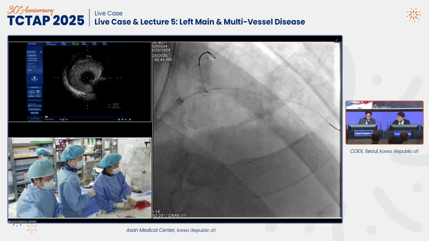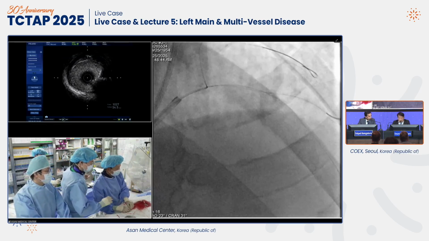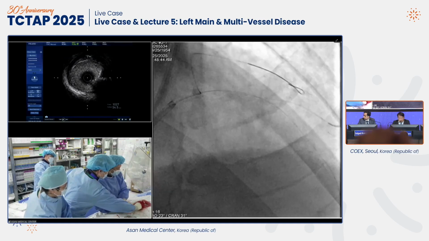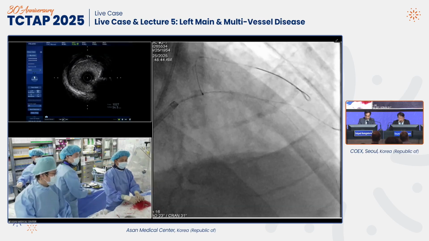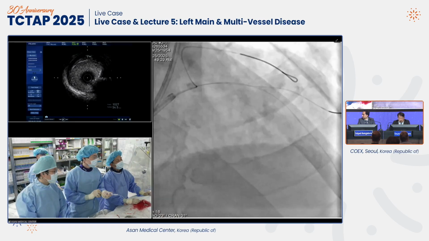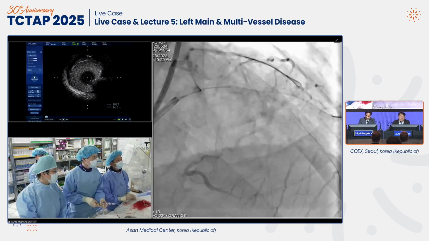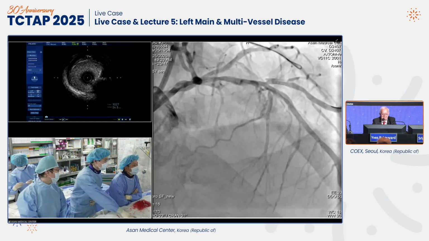Would anyone consider a JL balloon or a JL microcatheter at the diagonal? A wire is enough. Sorry? A wire is enough. I think the wire is enough. Yes, if you choose your stent properly, you don't need to make a stronger protection with a wire. No problem.